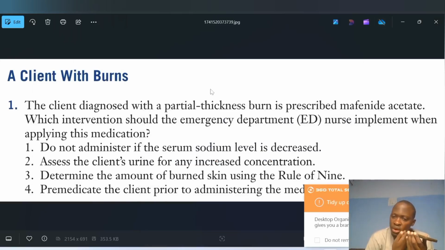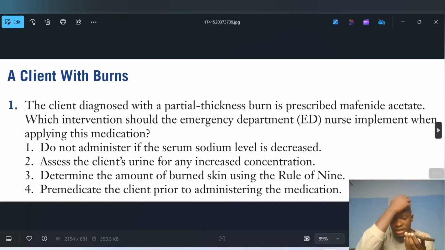So right now we are going to look at the integumentary system, a client with burns. Let's get started. The client diagnosed with a partial thickness burn is prescribed mafenide acetate. Which intervention should the ED nurse implement when applying this medication?